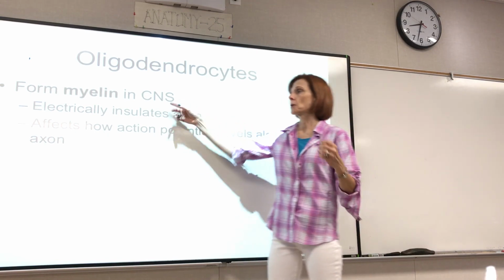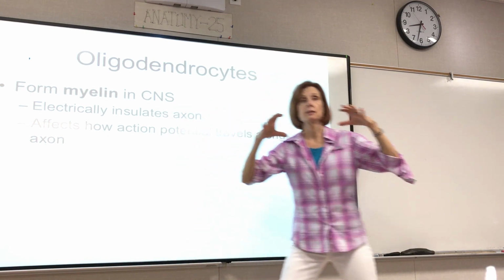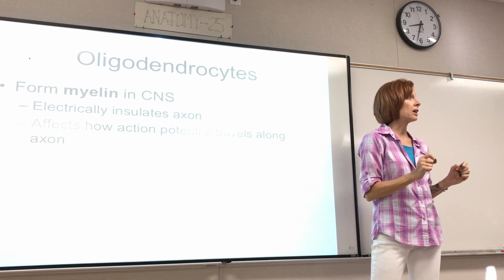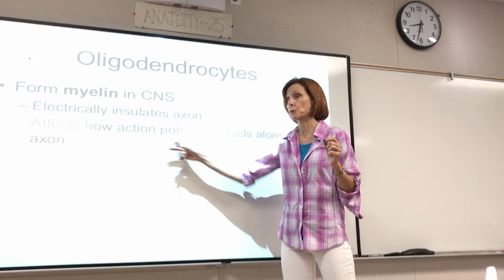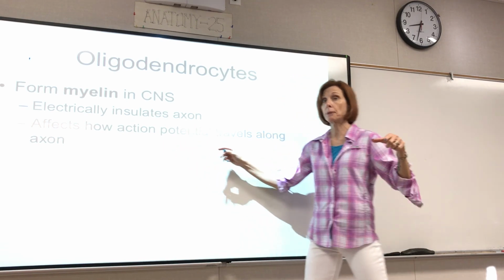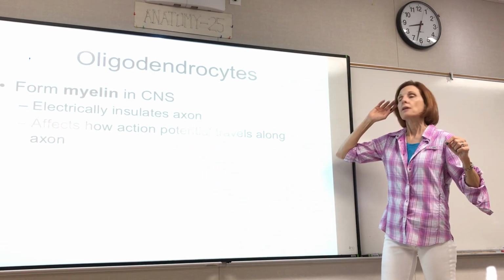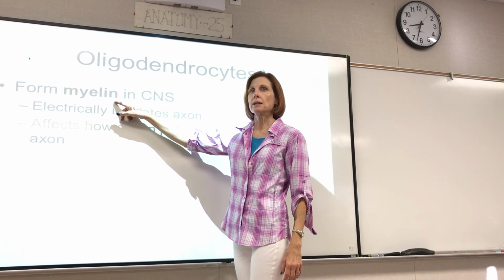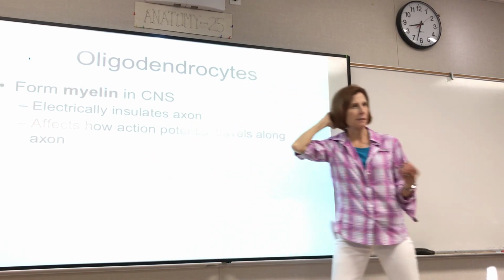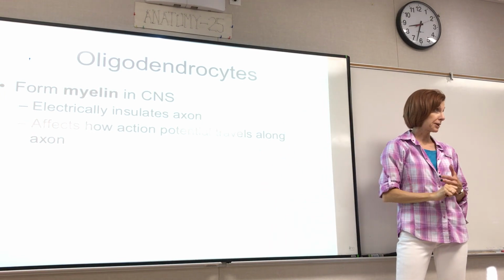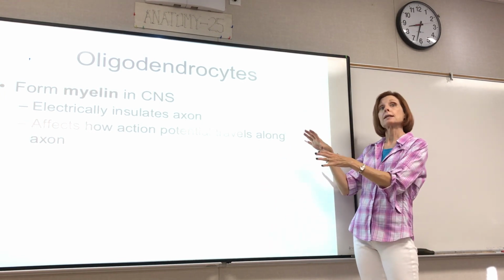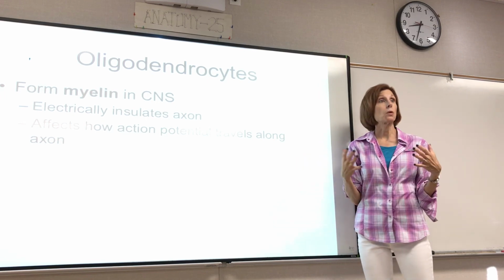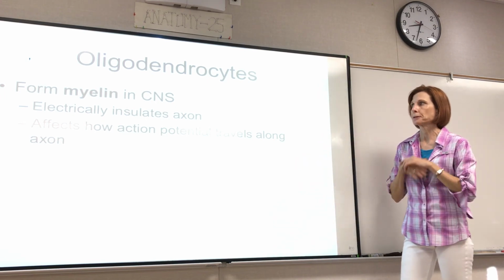And so myelin wraps around the axon, electrically insulating it. This will also affect how the action potential travels, and we'll talk more about that in a little while. This is also what gives us white matter. Myelin is what gives us white matter. You guys have heard of white matter and gray matter? Well, the myelinated axons are actually what white matter is. They make up the white matter.